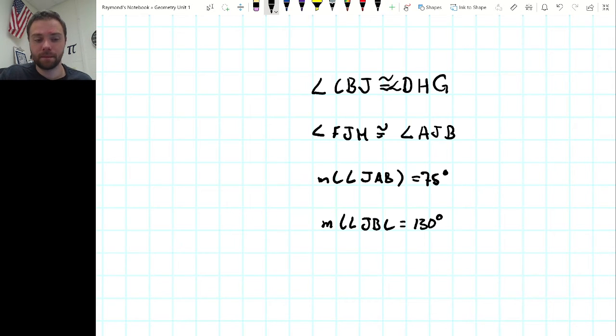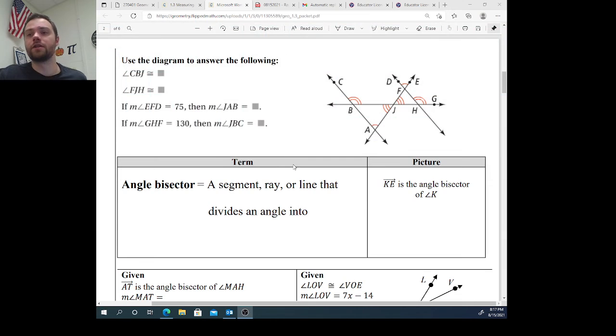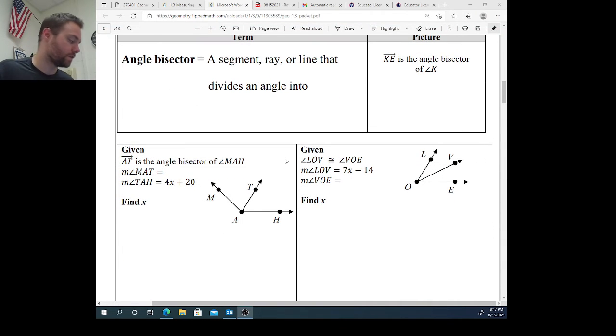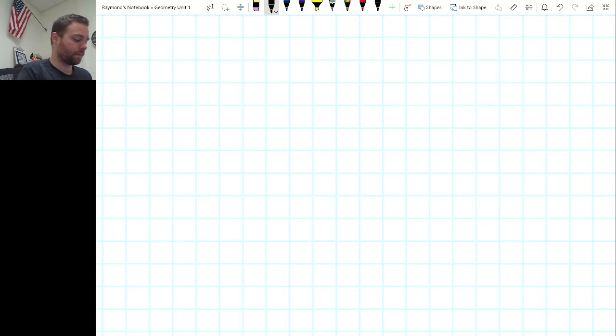All right. Got one more definition, and then we got some nice little algebra down here. So let's get this definition out of the way. It says an angle bisector is a segment or line that divides an angle into congruent angles is what we want to say there. So I'll write this out.